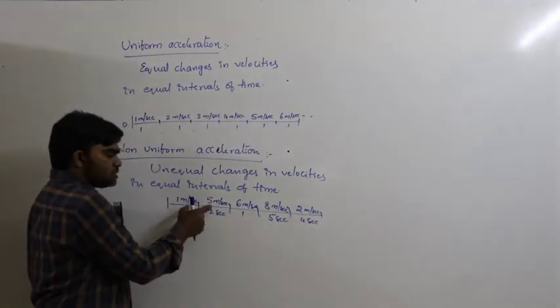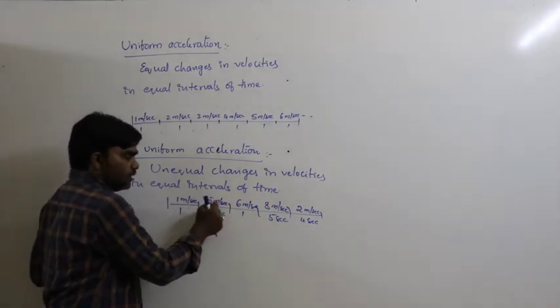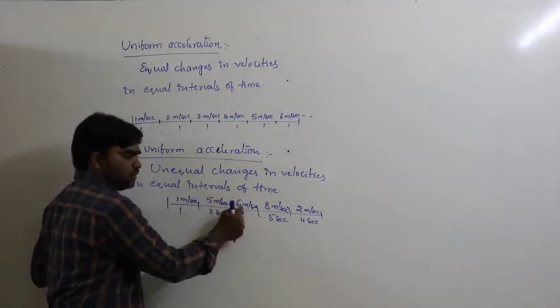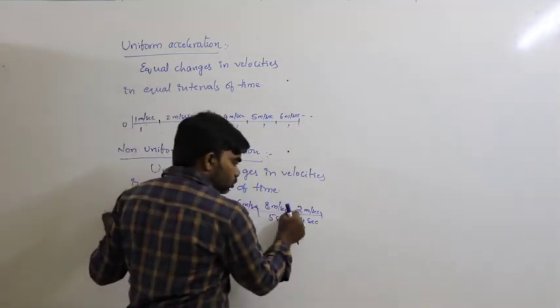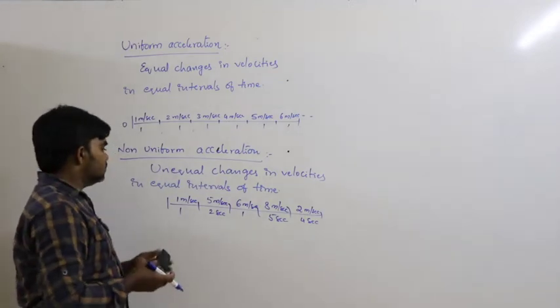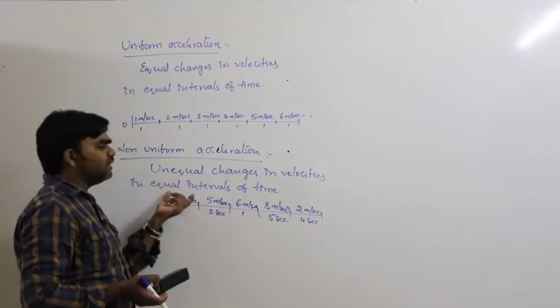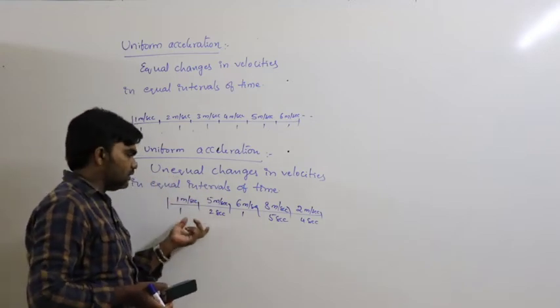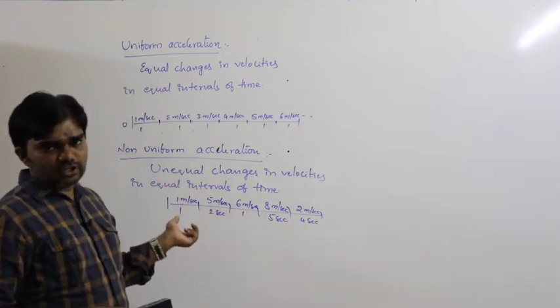Here the change is 4. Here 1 to 5, the change is 4. Here 5 to 6, the change is 1. Here 6 to 8, the change is 2. 8 to 2, the change is minus 6. So like that, unequal changes in velocities in unequal intervals or equal intervals, whatever it is, that is called non-uniform acceleration.